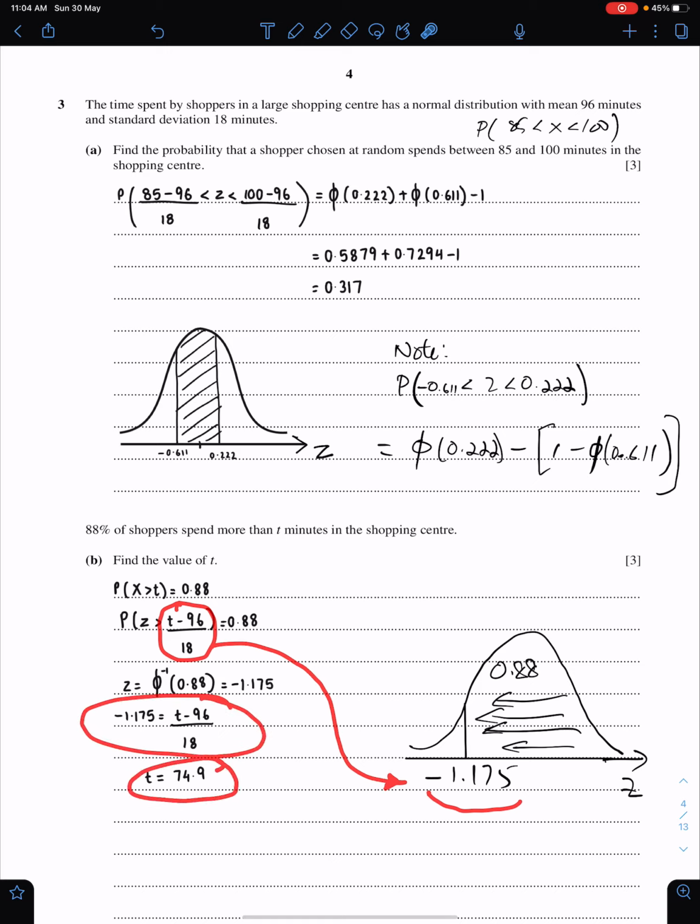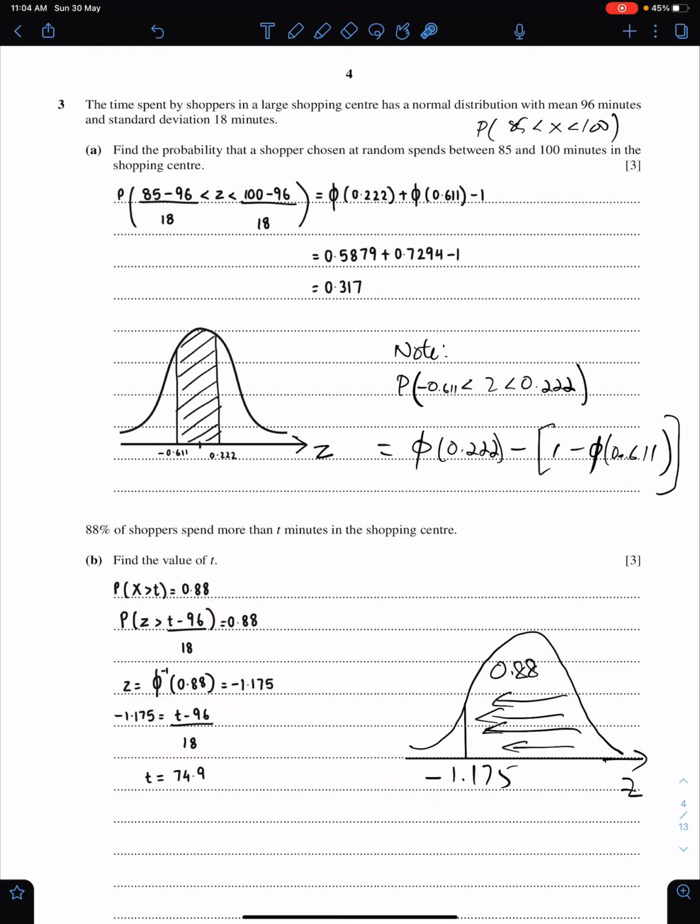Therefore, T is 74.9. You must be good at this shading. We shaded this area with respect to this sign of inequality. Whenever we have a greater sign, we shade the area from the upper tail towards the lower tail.